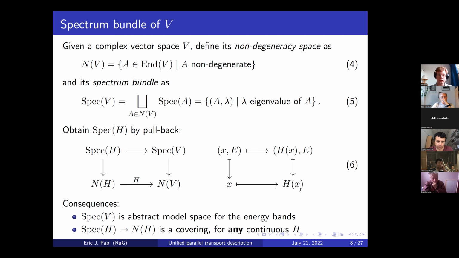And so this result tells us two things. So the first thing is that spec V is now like an abstract model space for the energy bands. So it's like a kind of a classification, because if I have a specific Hamiltonian, I just have to read out this specific space. The other advantage is that if you prove the covering property this way, then you get the covering property for any continuous family H. So I don't need to make any reference to H being Hermitian, PT symmetric, anything, which I think gives you a very firm and general background. Okay, this proves the covering property.